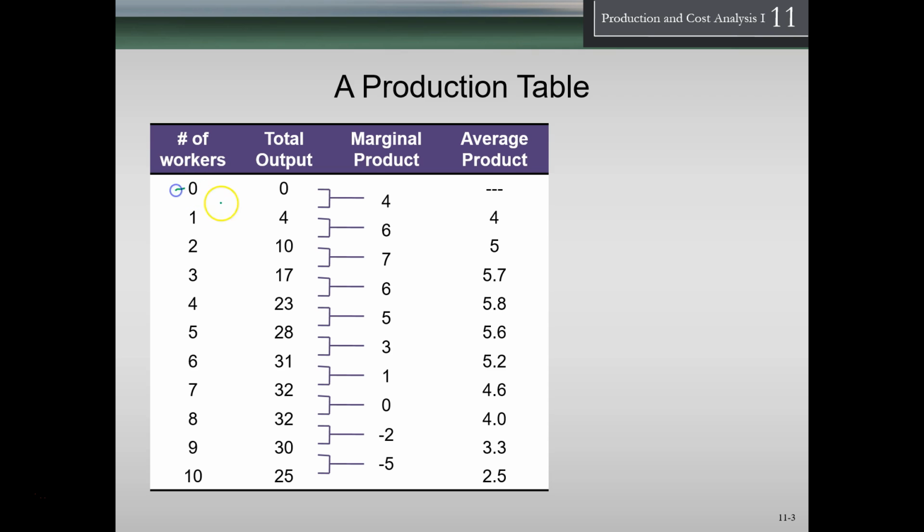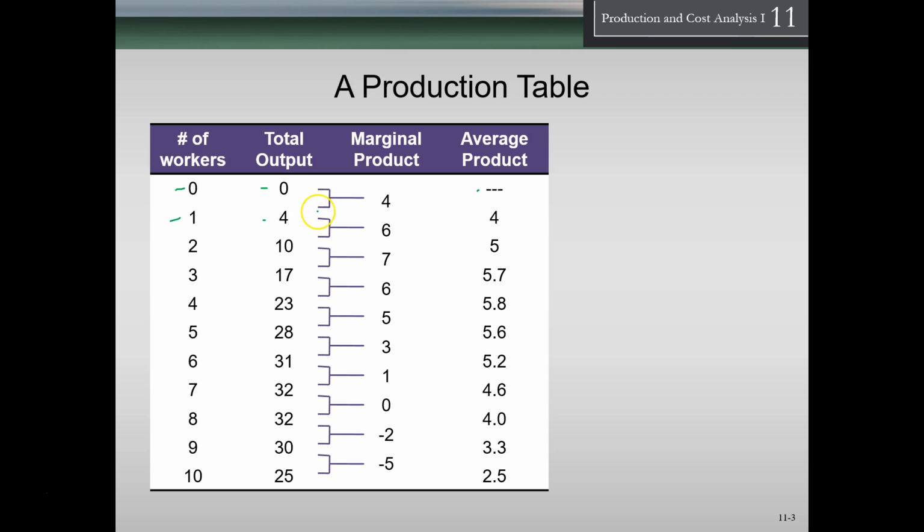If we start at 0, then of course the output is going to be 0. If we make something like hamburgers, then with 0 workers, we make 0 hamburgers, and there's no average because we haven't made anything. If we hire 1 worker to run our whole hamburger place, then we're going to say the output is 4. Where did the 4 come from? That's just part of the table. It says that if we get 1 worker, we're going to have 4 hamburgers of output.